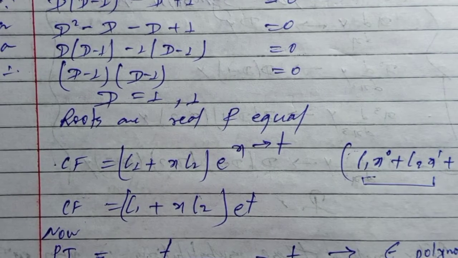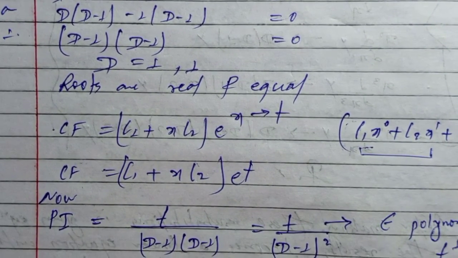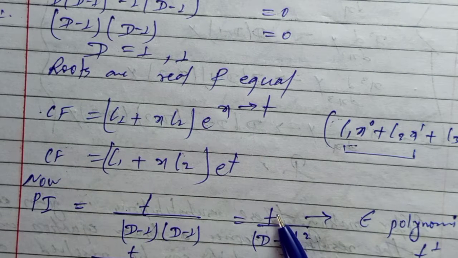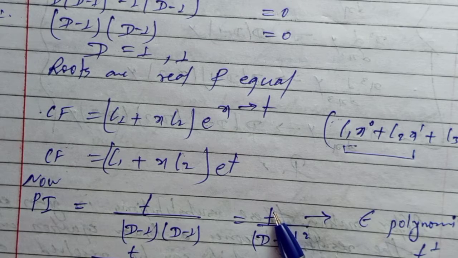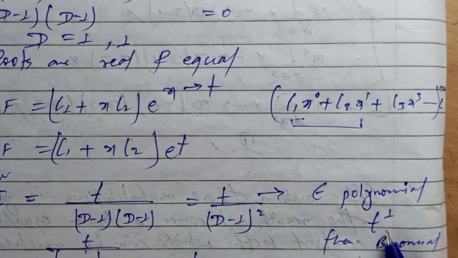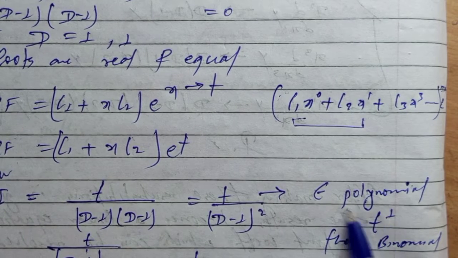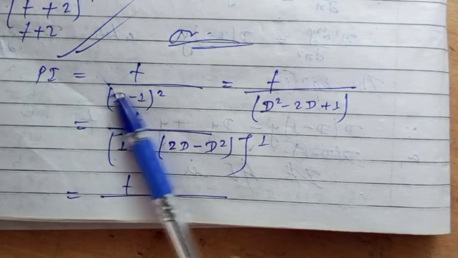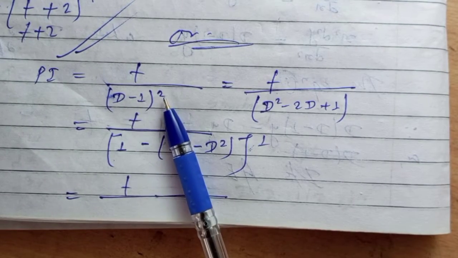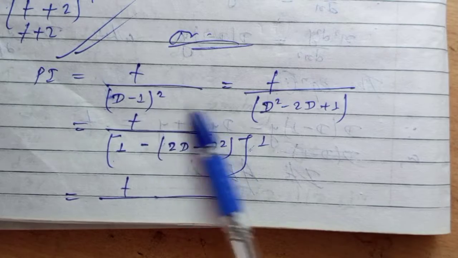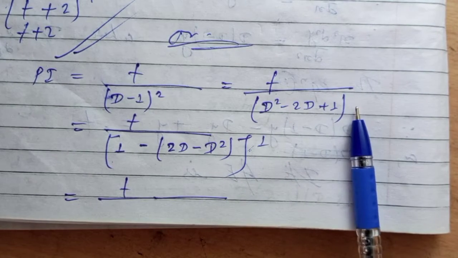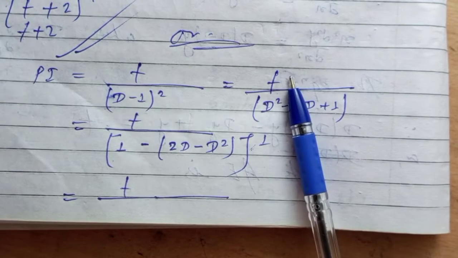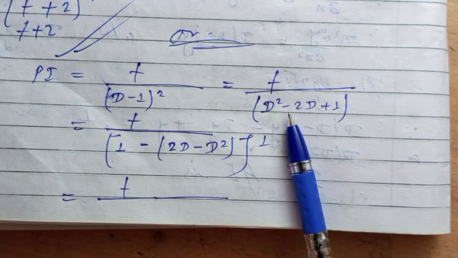Then after getting the CF, we have to calculate PI, and PI is equal to the right hand side divided by the function of D. The right hand side is t, which is in algebraic form, a polynomial, t to the power 1. And we have studied that where there is a polynomial, we will apply the binomial concept. So our required PI is t divided by (D minus 1) whole square, and if we open this square, we will get this format. Then after solving this, we apply binomial because the numerator is a polynomial.